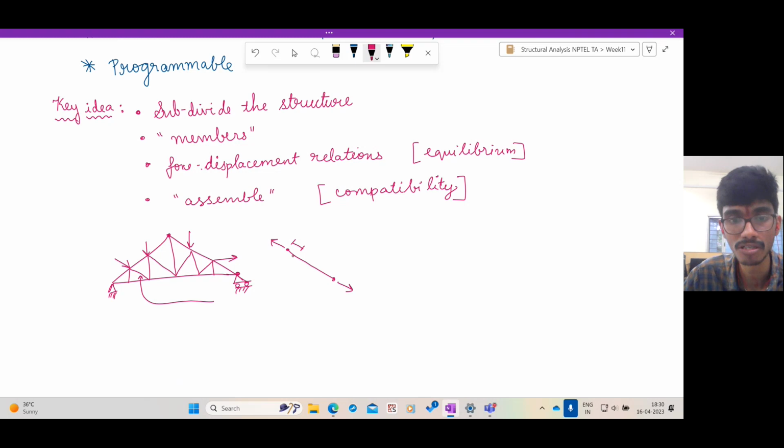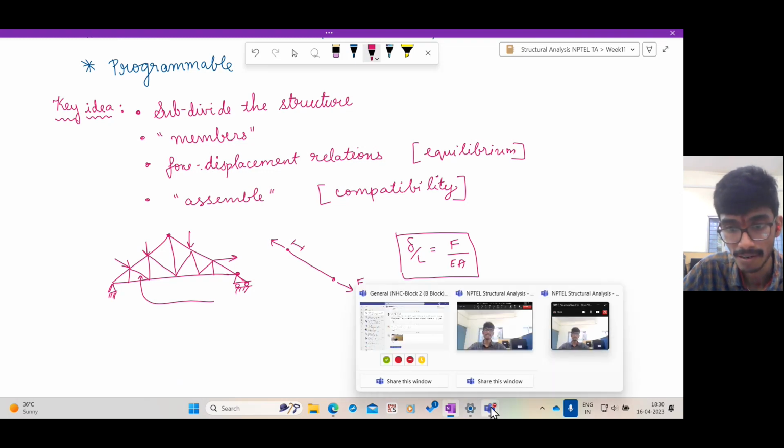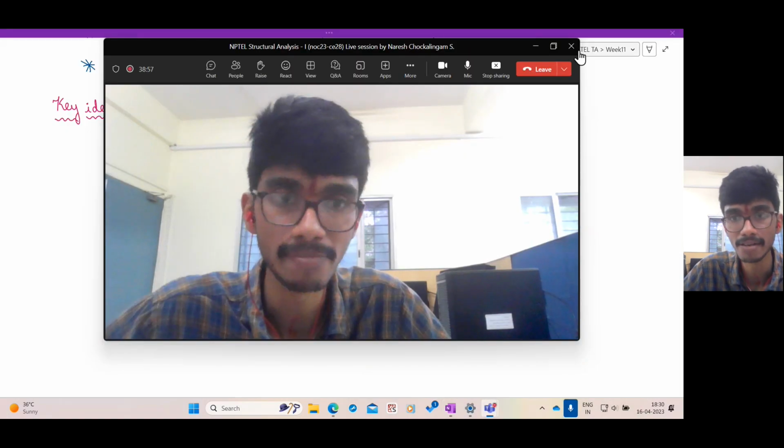Determine what is the force displacement relation. We know that if there's a force F acting here, the extension delta by L is nothing but F by A, which is stress, by E. So this is a force displacement relation which is very much simplified for one member. Now this is in some local coordinate axis along the member.